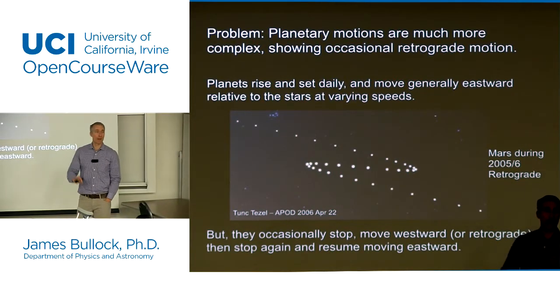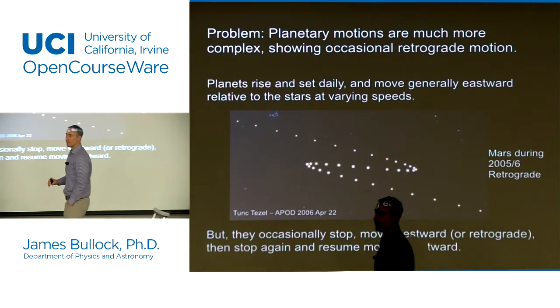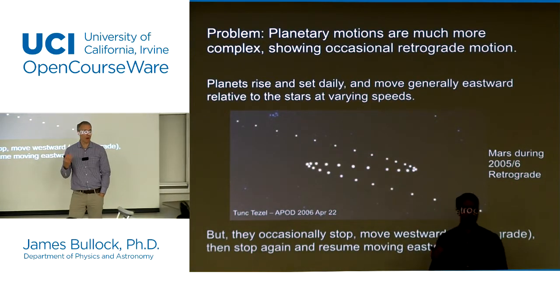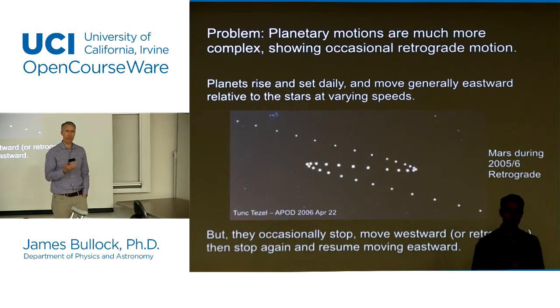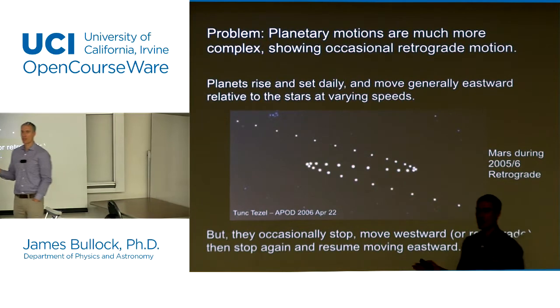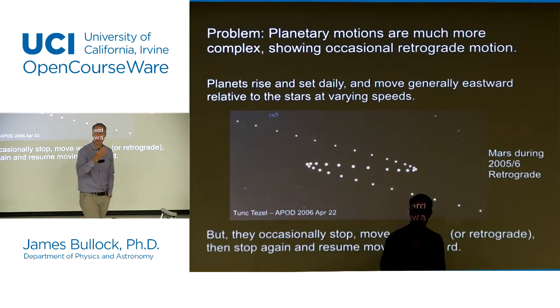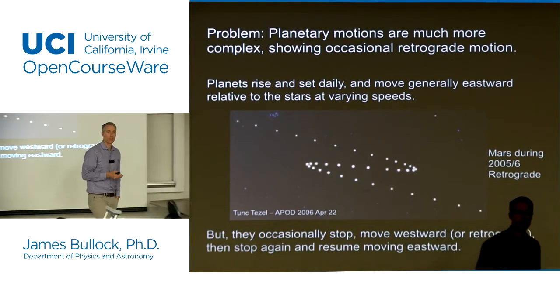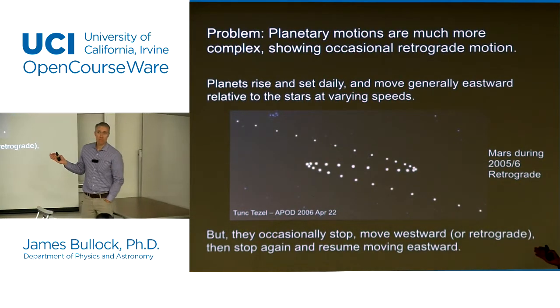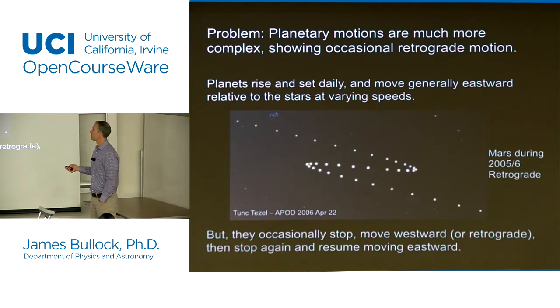And this could not be accounted for in Aristotle's model. So this was a problem. And it was particularly a problem because they were very concerned with astrology. They wanted to be able to predict what constellation Mars was in at any given time. This was important stuff. And they couldn't do it with this simple picture.